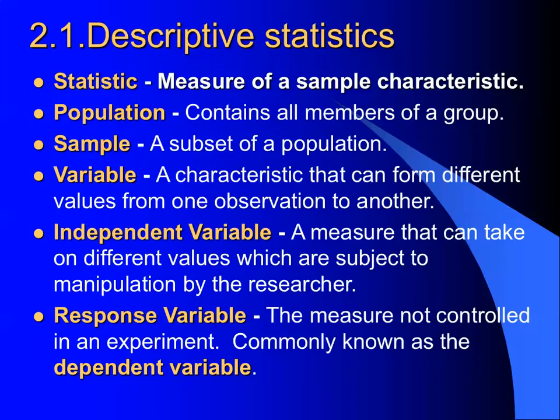Variables are characteristics that can take different values from one observation to another. Like students' marks on practical classes are one variable, and marks on the exam are another variable, mostly related to the previous one, but not fully. So we talk about responses, measures not controlled in the experiment, and independent variables, measures that can take different values and are subject to manipulation by the researcher.